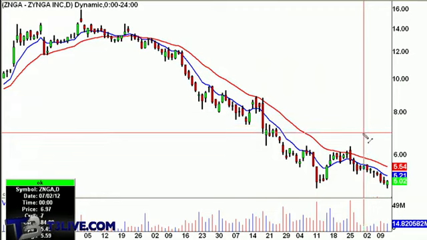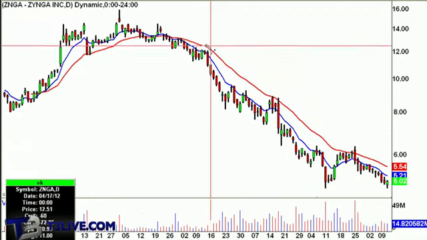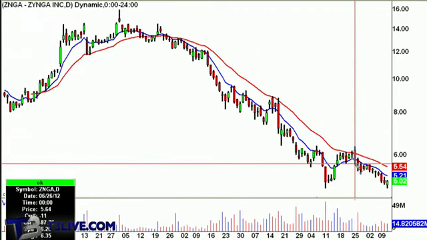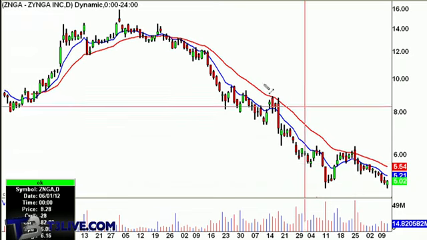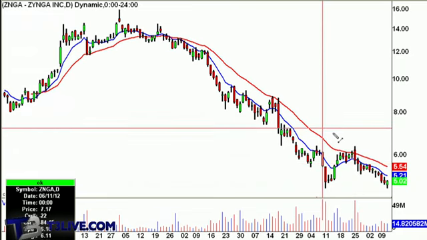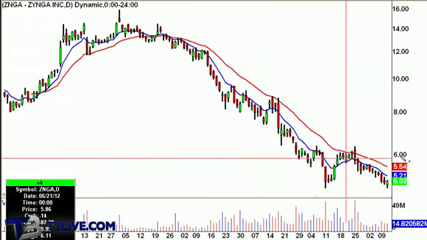Now, as far as the second part of the question, what about the rest of the sector, the ZNGAs, the YELP, they're all different. We have to look at everything unto itself. ZNGA to me is in a downtrend. It's been in a downtrend. It's a weak stock. There's an outflow of capital. The 21 EMA is declining. It's been declining. Every bounce has been sold.